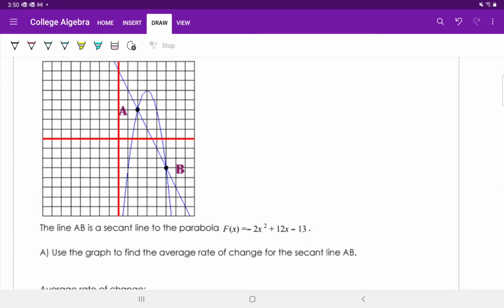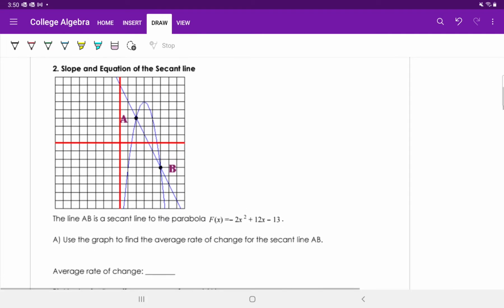For number 2, we're talking about average rate of change, and there are a few ways we can approach average rate of change. Remember that the average rate of change is just the slope between 2 points. So in problem A, we want to use the graph, which means we're just trying to find the slope between point A and point B. That should be pretty easy to do just looking at the line. We can use rise over run.